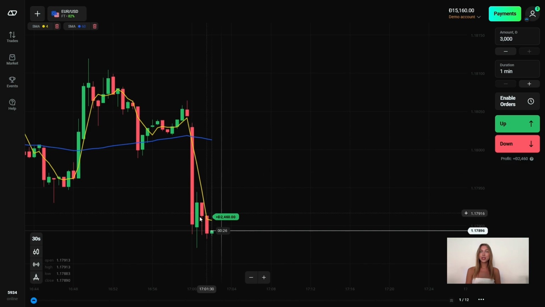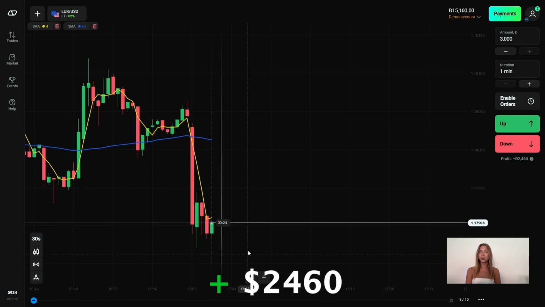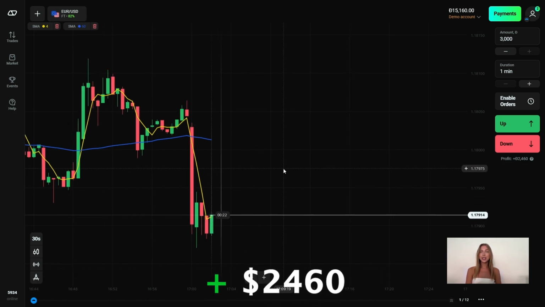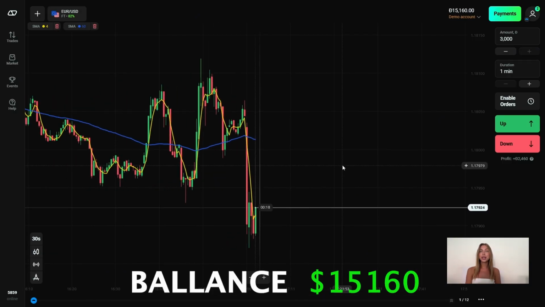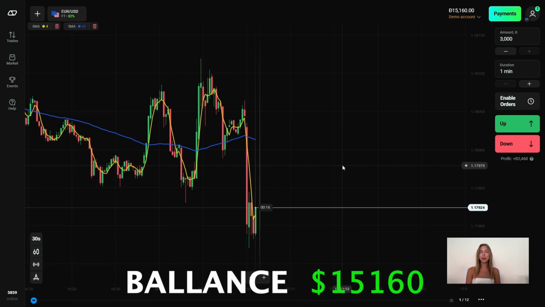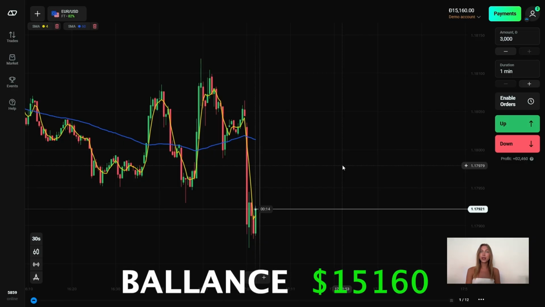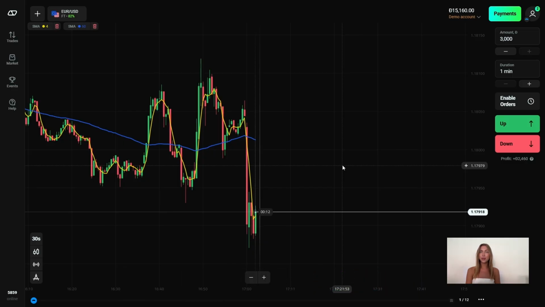Once again, I managed to catch a confident downward move, and I believe I can end the trading session here. As you can see, thanks to this strategy, I was able to significantly increase my deposit all the way up to $15,150. With that, I will probably end my talk.